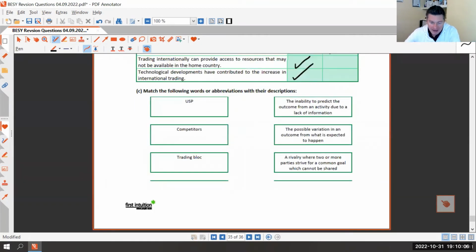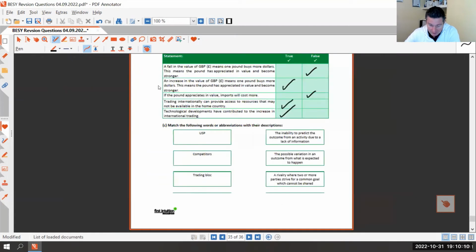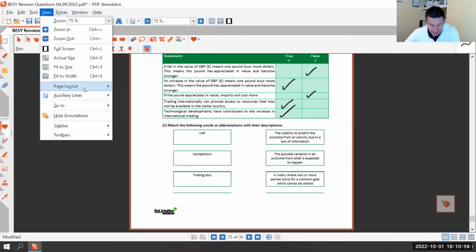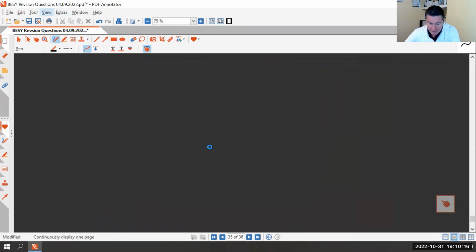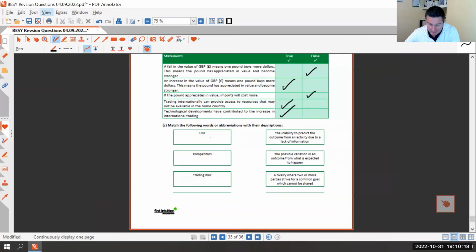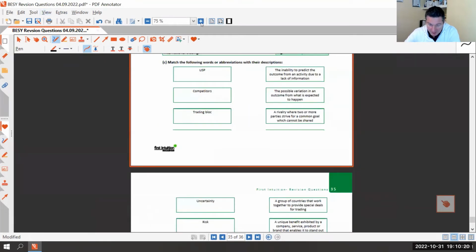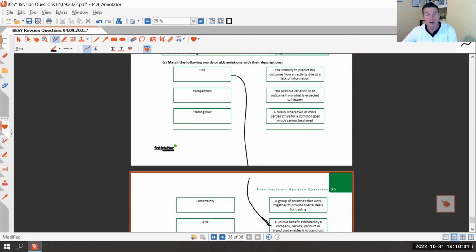Lastly, rather frustratingly, it does go over 2 pages, so we'll zoom out a little bit, see if we can do that. Let's continue so we can see this a little bit better. So here we've got our USP. What is our USP? It stands for unique selling point. So that is a unique benefit exhibited by a company, product, or brand that is able to stand out. No one else does that.